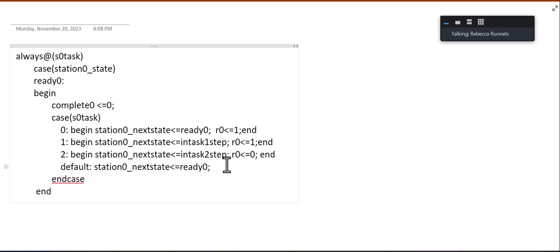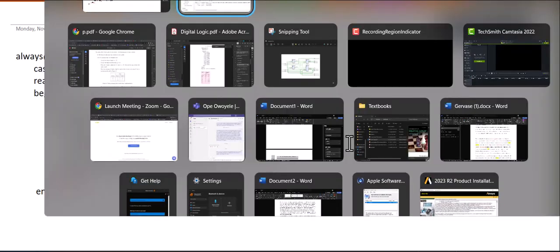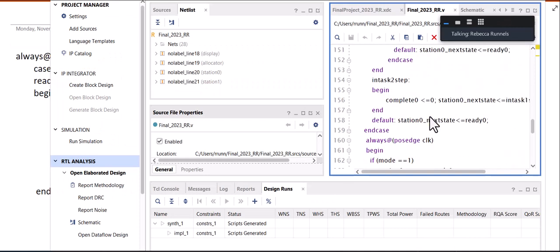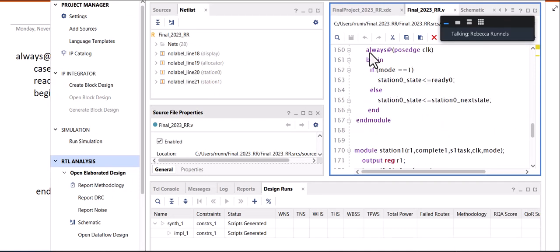And then I put a default because with a 2-bit binary number, there are 4 possibilities, and the other one is a don't care. So I just made it say, okay, it shouldn't ever get here, but if it does, I made it go to ready equals 0. And then, so that's one always block, and then you'll have another always block for what actually happens on the clock edge.